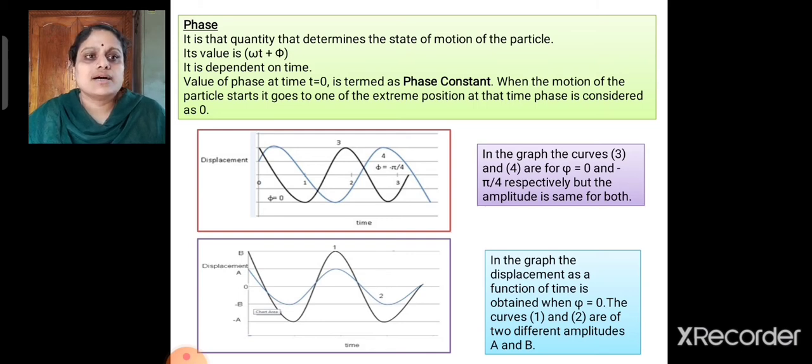In the second graph, we can see two different waves which are of different amplitudes. But both are in the same phase. That is, both are reaching the maxima and minima in the same interval of time. So referring to the curves 1 and 2, we can see that these two are of different amplitudes, and one has a greater amplitude compared to 2.